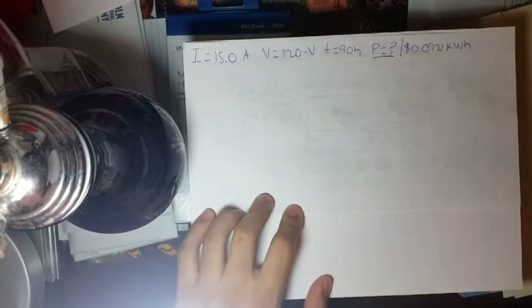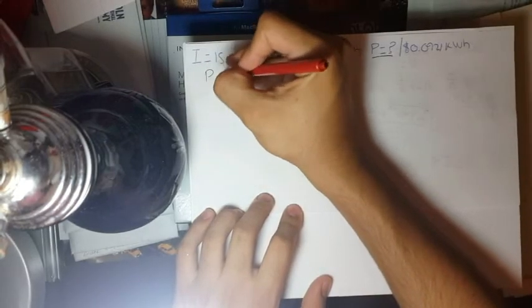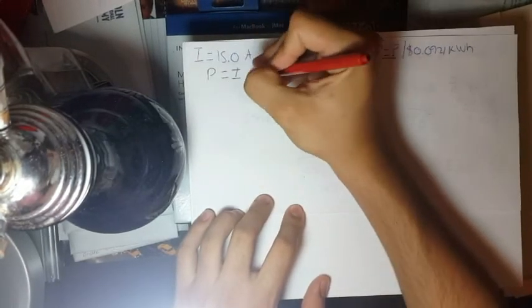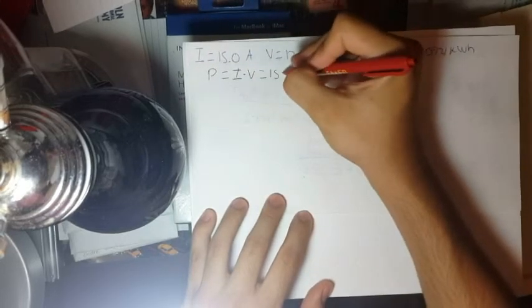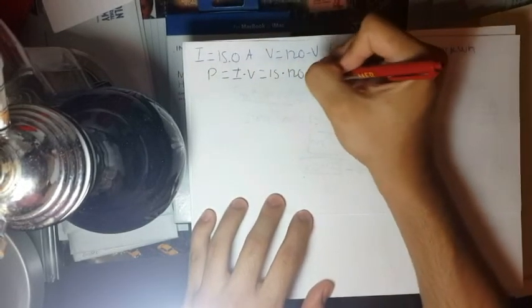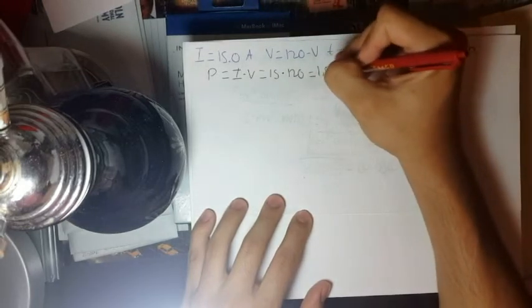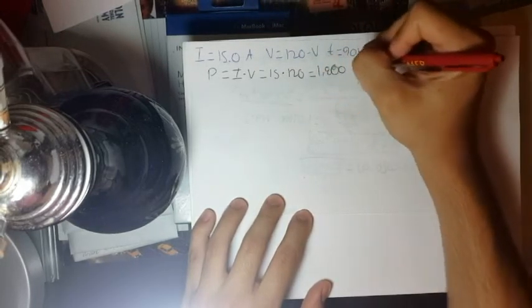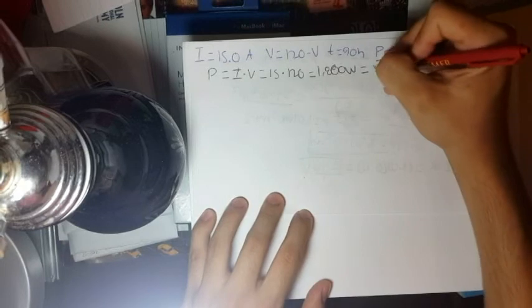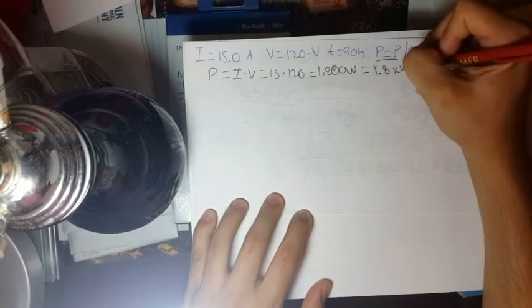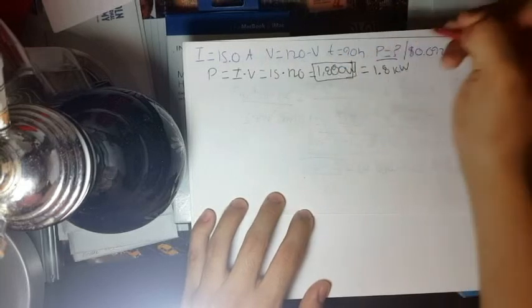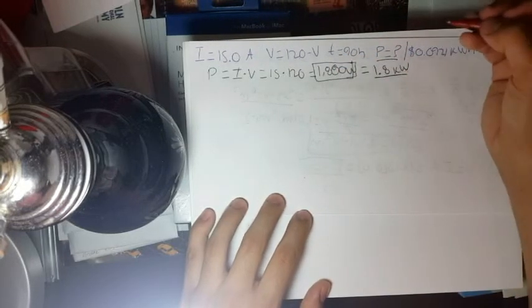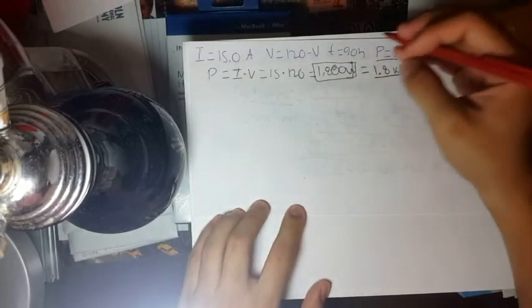Therefore, the first thing that we're gonna do is find the power, and we know that power is equal to current times voltage, which are both given. So 15 times 120 equals 1,800 watts, or 1.8 kilowatts. And we're gonna wanna use this. So this is our answer for the power in SI units, and we're gonna wanna use this to find the cost because it's given in kilowatt hours.